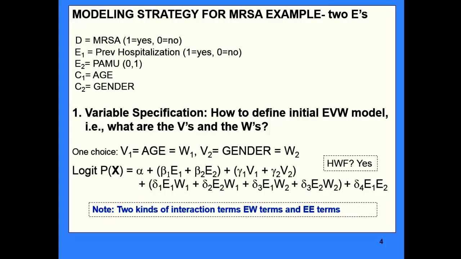And I've listed the variables at the top of the screen. Okay. What have I done that's different from before? What's different? I now have 2 E's, not 1 E.